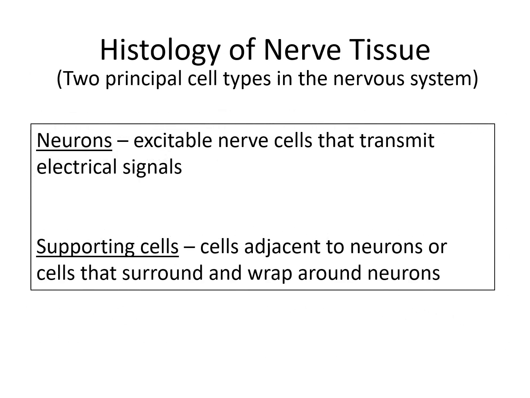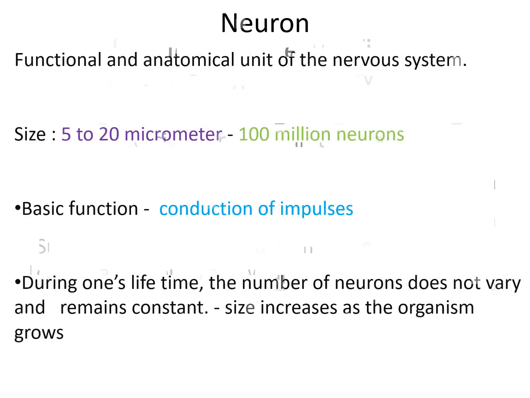Now let's see the histology of nervous tissue. There are two principal cell types in the nervous system. First, neurons. Neurons are the basic structural and functional unit of the nervous system, the excitable nerve cells that transmit electrical signals. And also we can see the supporting cells, the cells adjacent to neurons or that surround and wrap around them. We'll see the structure and functions of neurons, and also the supporting structures of the neuron.